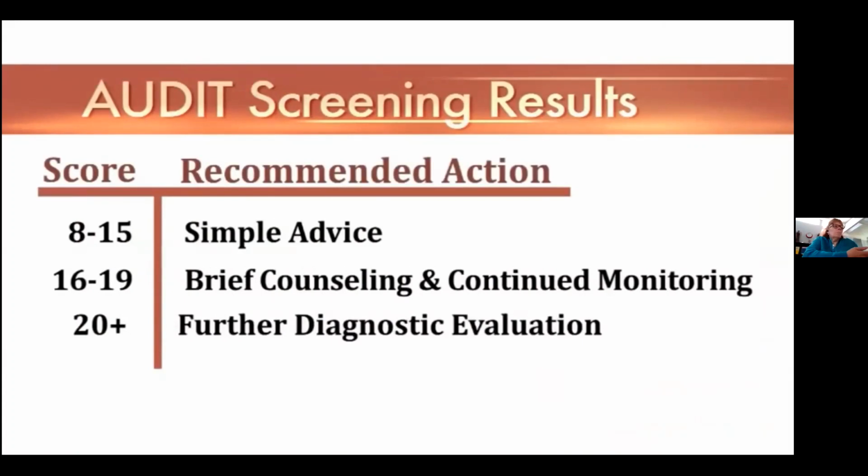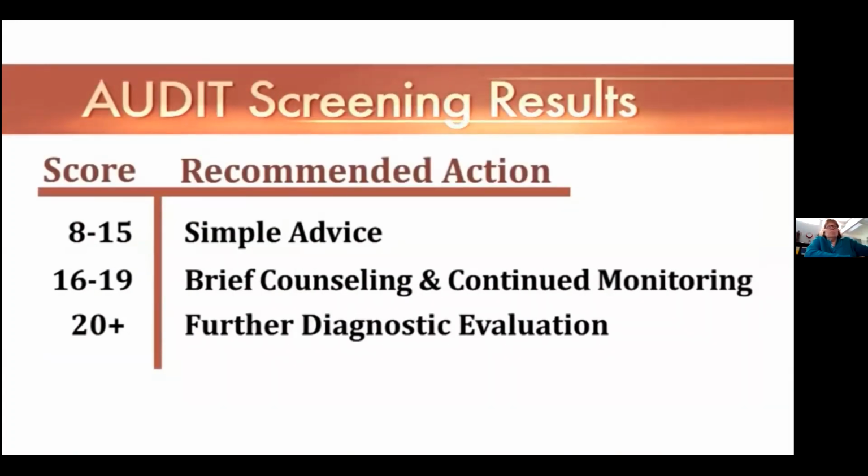AUDIT scores of 8 or more are recommended as indicators of hazardous and harmful use, as well as possible alcohol dependence. Scores between 8 and 15 are more appropriate for simple advice focused on the reduction of hazardous drinking. Scores between 16 and 19 suggest brief counseling and continued monitoring. Scores of 20 or above warrant further diagnostic evaluation for alcohol dependence. This client scored 14 on the AUDIT. A brief intervention focused on the reduction of hazardous drinking using simple advice and motivational enhancement techniques is most appropriate.